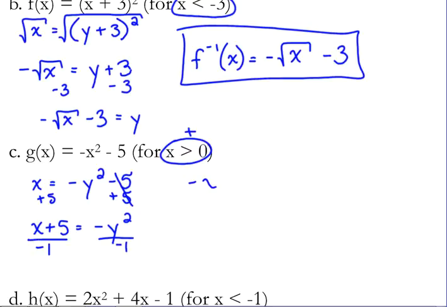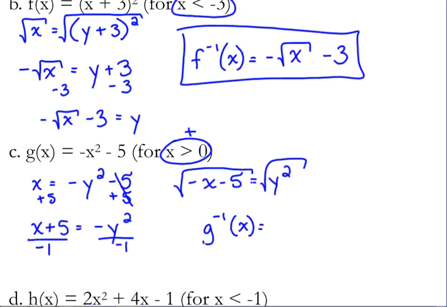Dividing by negative 1 changes those signs on the left side, both of them. So we have negative x minus 5 is equal to y squared. Finally, we can take the square root. We are only considering the positive, so we have g inverse of x is equal to the positive square root of negative x minus 5. Now, what's under the square root doesn't have to be positive. The only thing that positive tells us is that it's the positive square root.